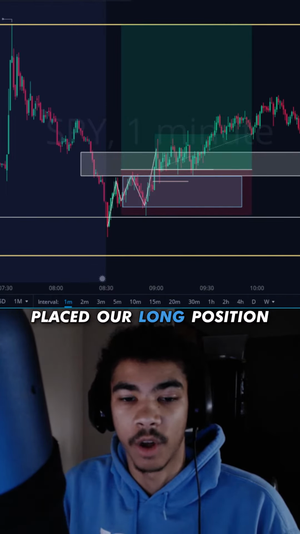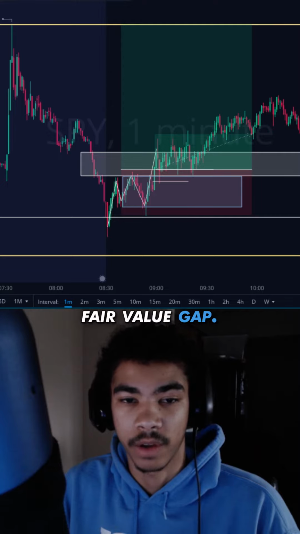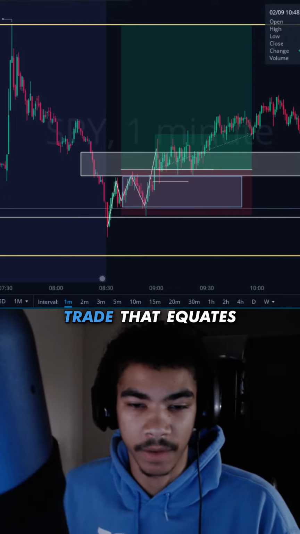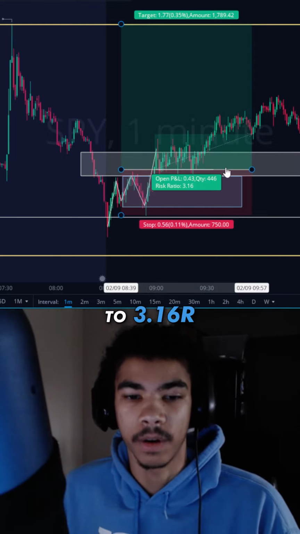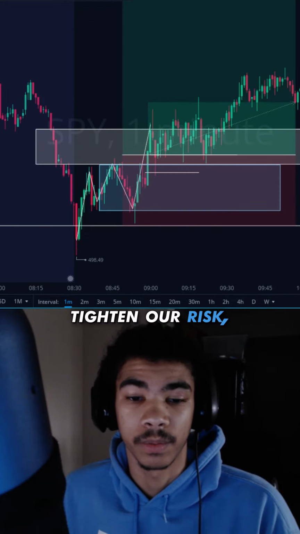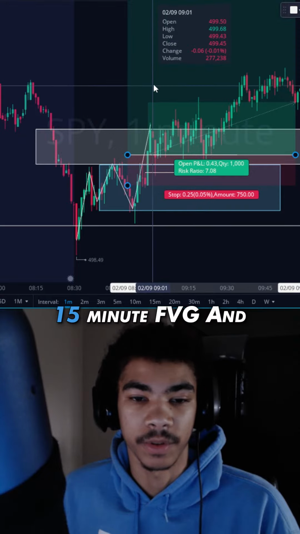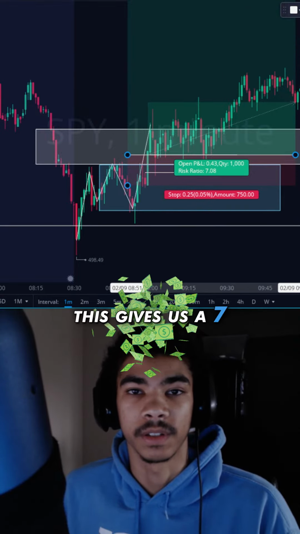So here we've placed our long position at the top of that fair value gap. We're targeting pre-market highs. And if we leave our risk on the other side of the breaker block, we have a trade that equates to 3.16R. If we wanted to tighten our risk, we could take our stop loss and move it to this leg that swept through this 15 minute fair value gap. And this gives us a 7R trade.